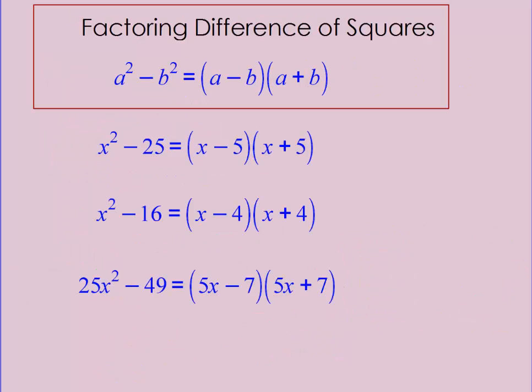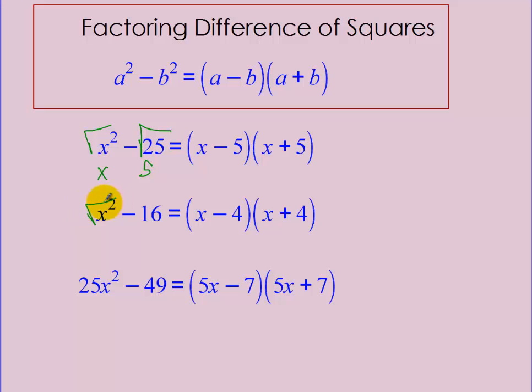Alright, so there's some special cases. One of the special cases is difference of squares. So it's the format if you're a squared minus b squared equals a minus b times a plus b. Some examples, if you have x squared minus 25, it factors. Basically, you're square rooting each of these to figure out your factors. So your square root of x squared is x, the square root of 25 is 5. So it's x minus 5 and x plus 5.